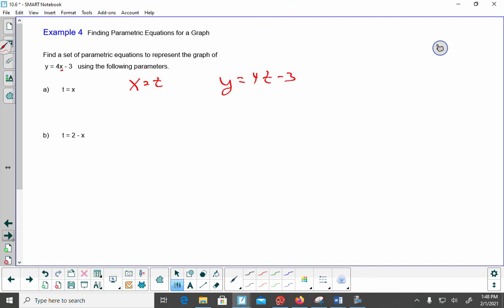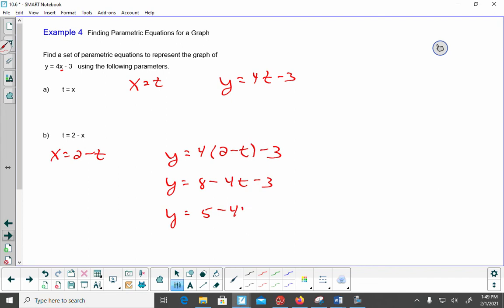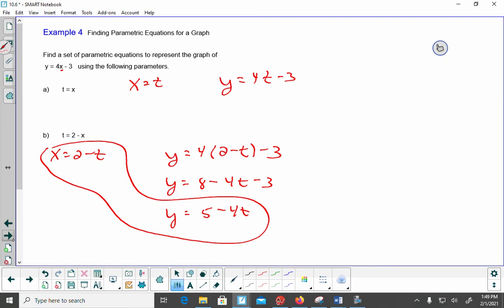That wasn't too bad. For part B, I'm going to add x to both sides, subtract t from both sides. So I'm going to say x is equal to 2 minus t. Then to find my y, I'm going to say y is equal to 4, in place of this x, I'm going to write 2 minus t, minus 3. And then I'm going to simplify. So I'm going to say y is equal to 5 minus 4t. So that's my pair of parametric equations, or those two there.